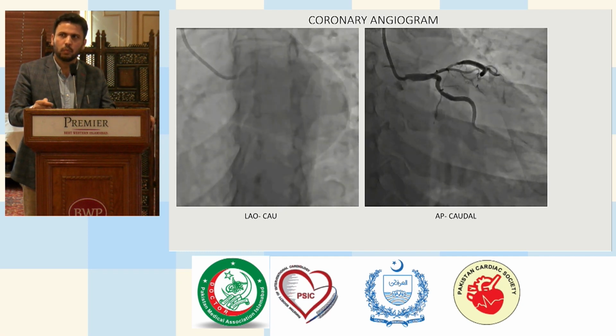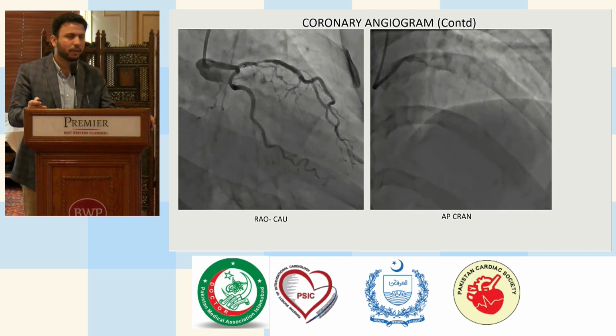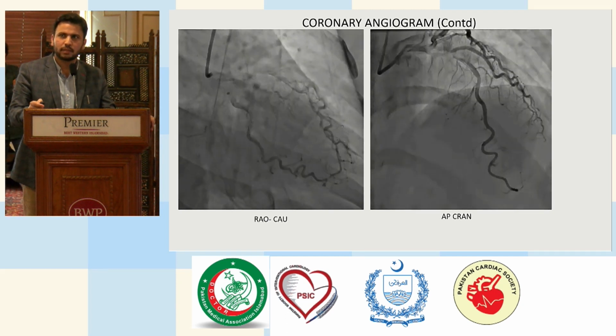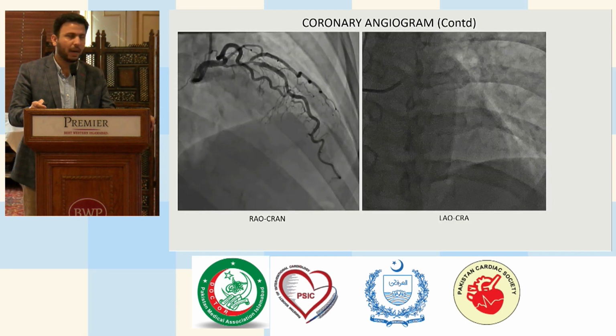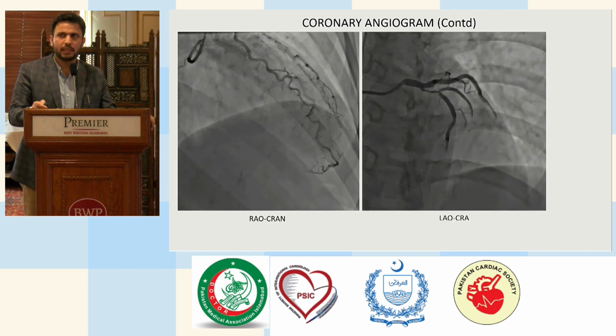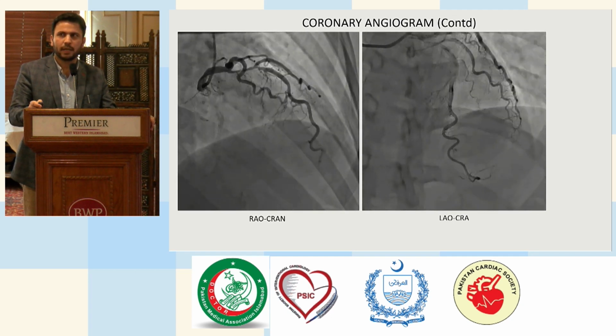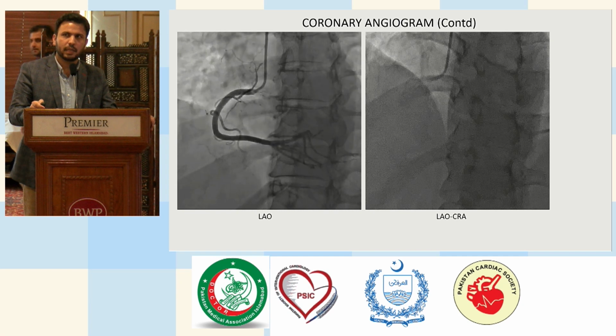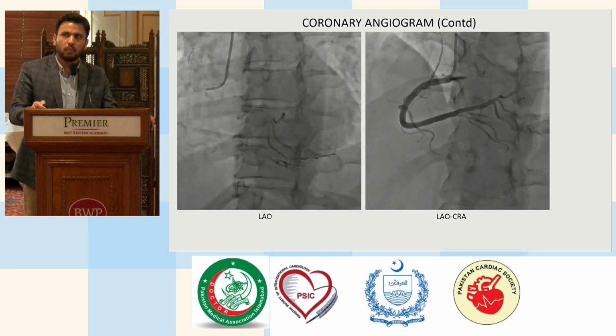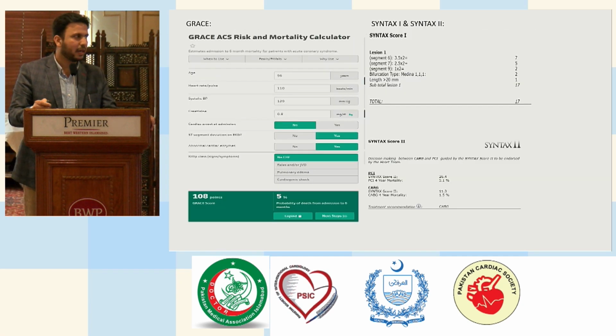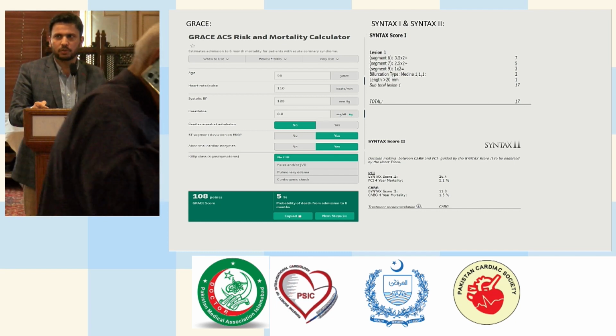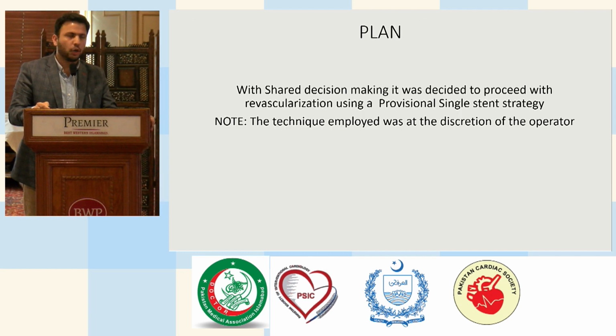As we go through the angiogram, we'll notice that the target to fix is that LAD diagonal bifurcation. There is some disease in the circumflex ostium, and there is some minor distal disease in the PDA. Having seen this, we calculated a Gray SYNTAX score accordingly, and she opted to go for a PCI. With shared decision making, it was decided that the provisional single stent strategy would be the best way forward in this scenario.